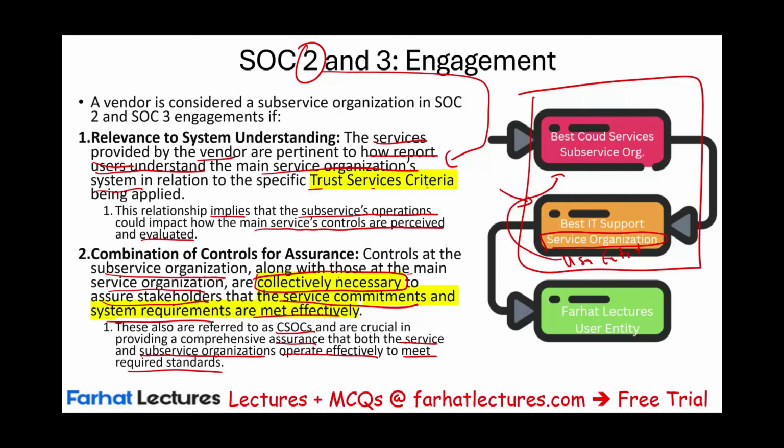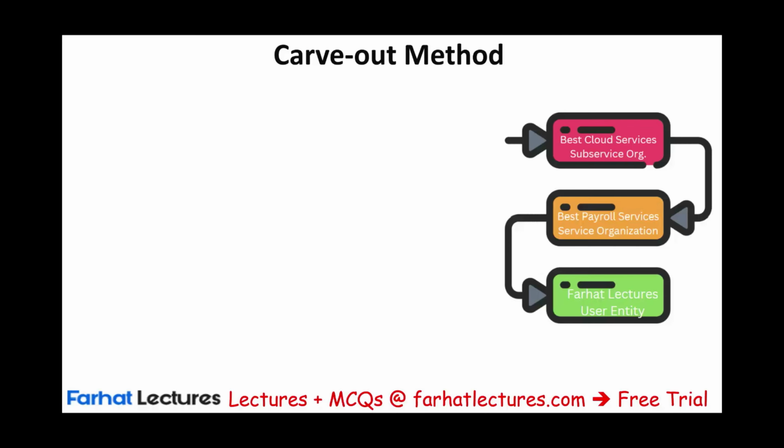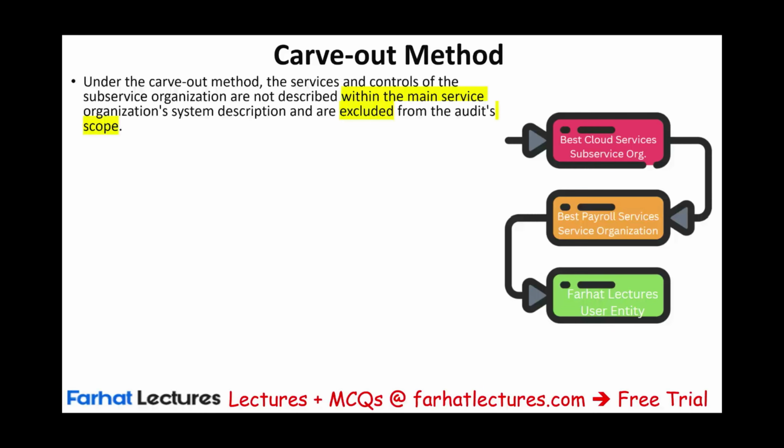Again, we have two methods: the carve-out method and the inclusive method. Under the carve-out method, it's not really keeping it out, but not really including it in the scope. You're going to see how. The services and controls of the subservice organization are not described within the main service organization's system description and are excluded from the audit scope.